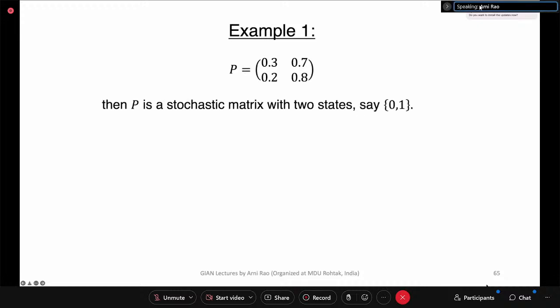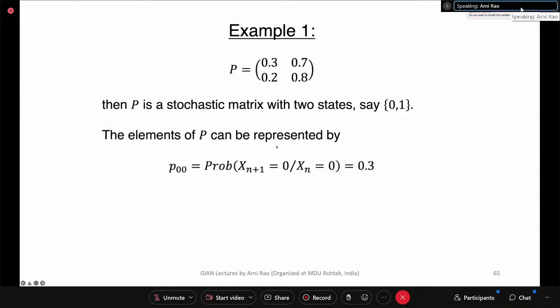So this is a stochastic matrix also, because if you see the sum of the rows, 0.3 plus 0.7 is 1, and 0.2 plus 0.8 is 1. So this is a stochastic matrix, because the sum of each row is 1. Suppose the states are 0 and 1. So this becomes P00, this is P01, this is P10, this is P11.